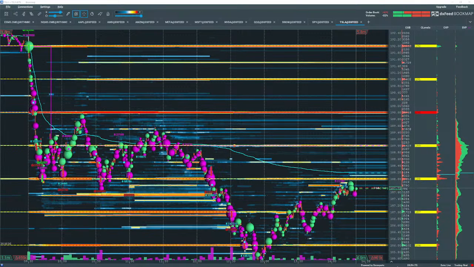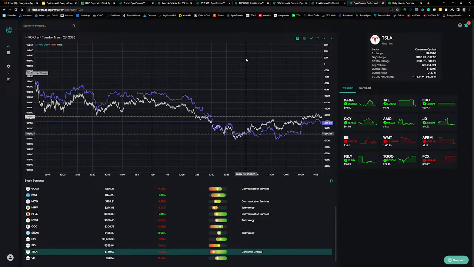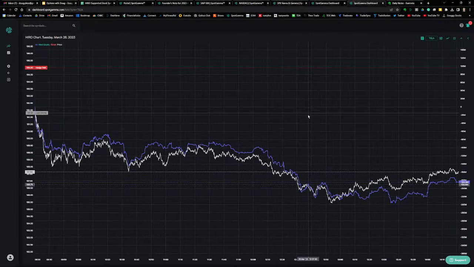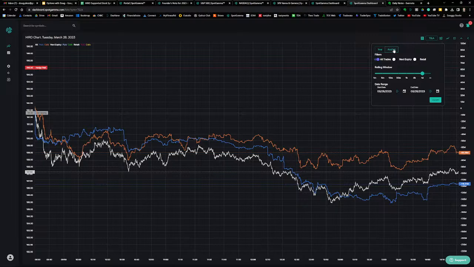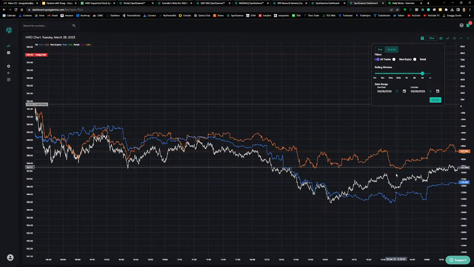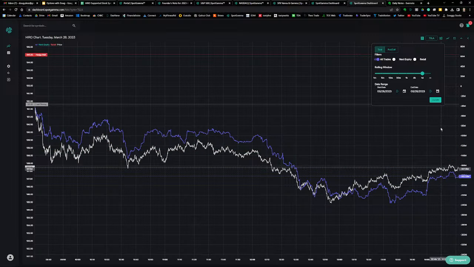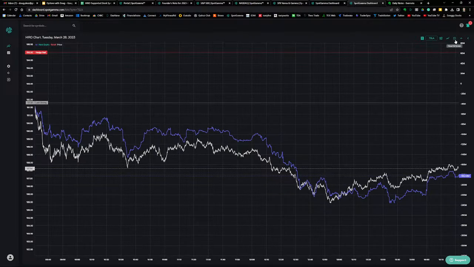Let's go see what options traders are doing now. So they have, at least for the moment, started buying calls and selling puts. Hedging flow is rising, price is rising. All right, let's go back.